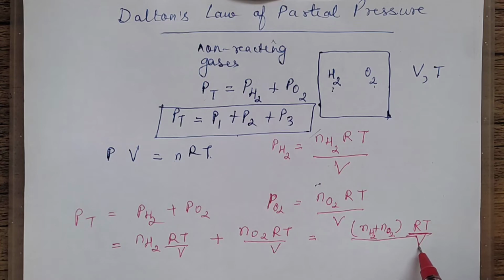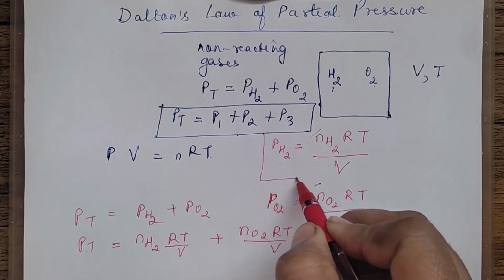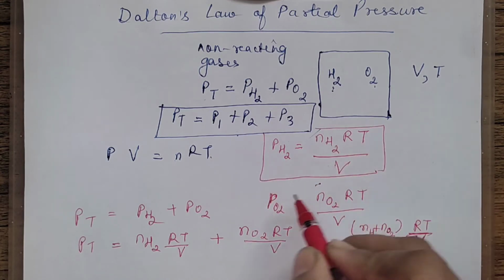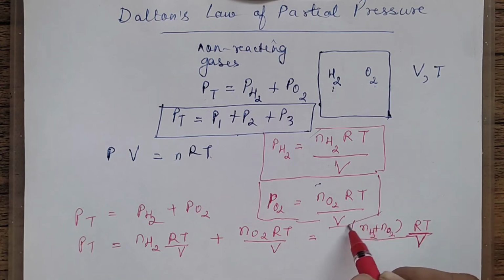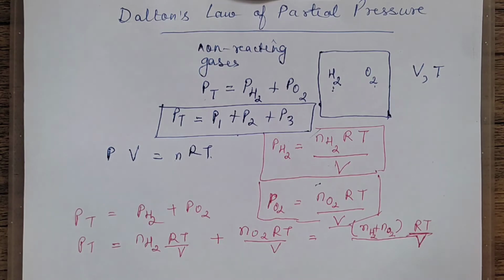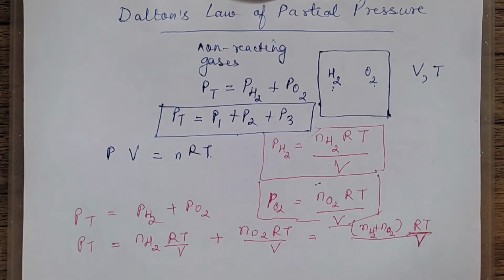RT by V, this is the total pressure of the mixture of the gas, in our case, oxygen and hydrogen. Is this point clear? So what we have calculated, the partial pressure of hydrogen is like this, and this is the partial pressure of oxygen. If we are asked to calculate the total, we can just sum up the number of moles of whatever gases are available, and multiply by RT by V. So I hope you have followed till here.